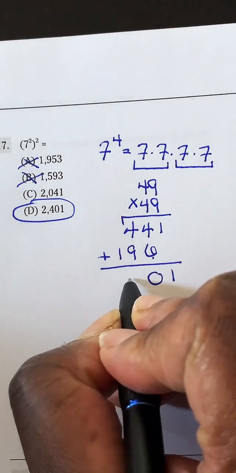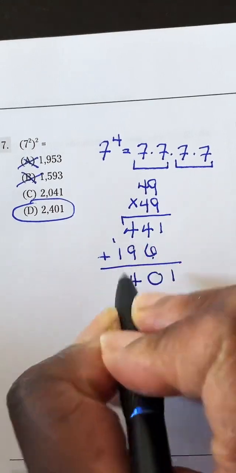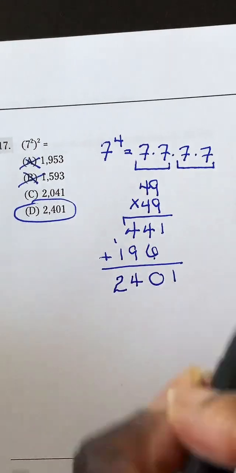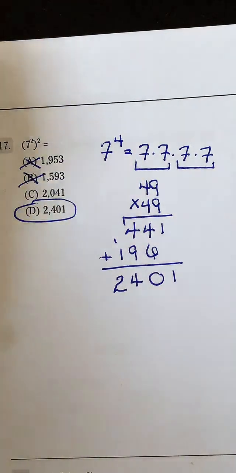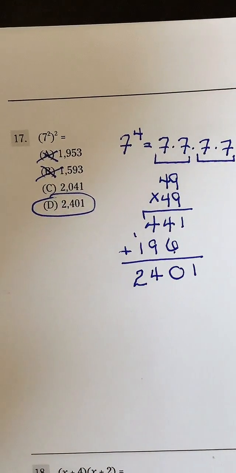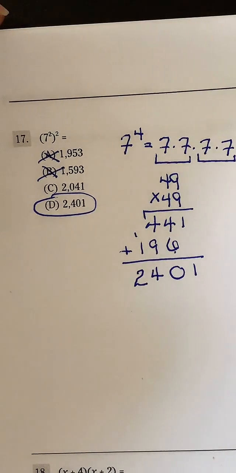All right, so then you have your 14, carry that 1, and that 1 and 1 gives us 2. All right, it's as simple as that. That's what we're basically doing for each and every one of those.